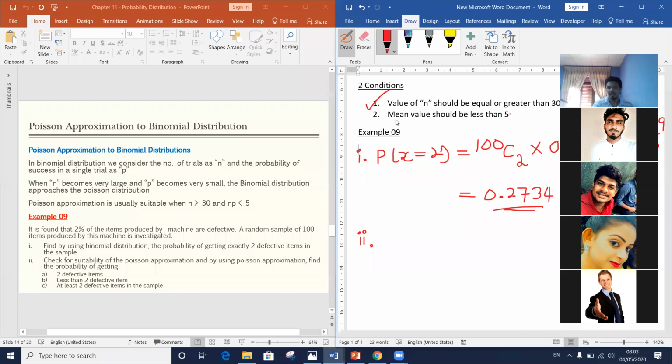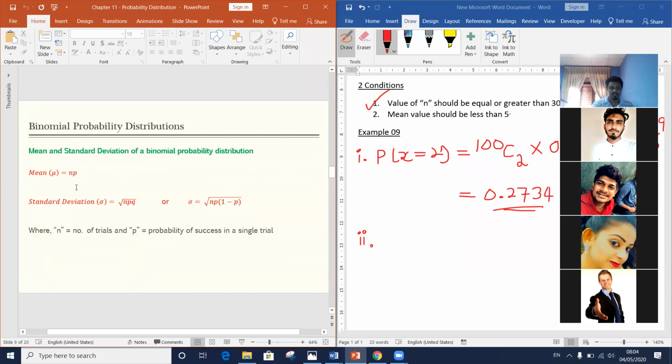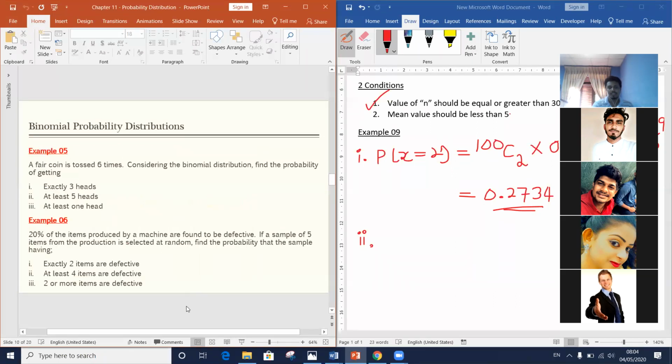Then the second one: mean value should be less than 5. What is the mean value here? How can we find the mean value? Can you remember this? Average. Mean value, how? n into p. Right? Mean and standard deviation of a binomial probability distribution. So this is a binomial distribution, so we can find the mean by using the formula n into p.